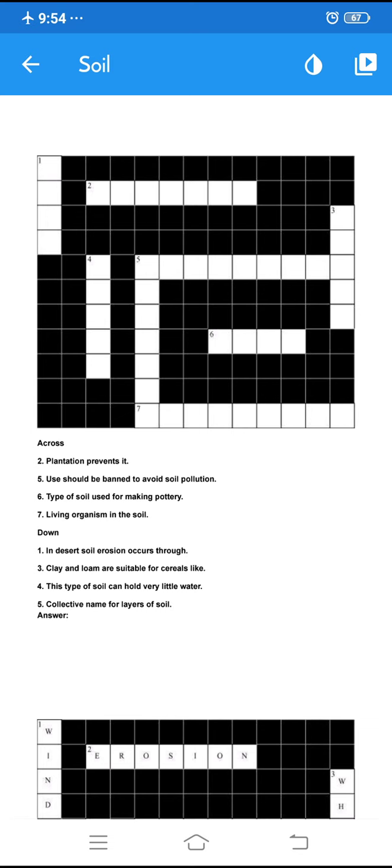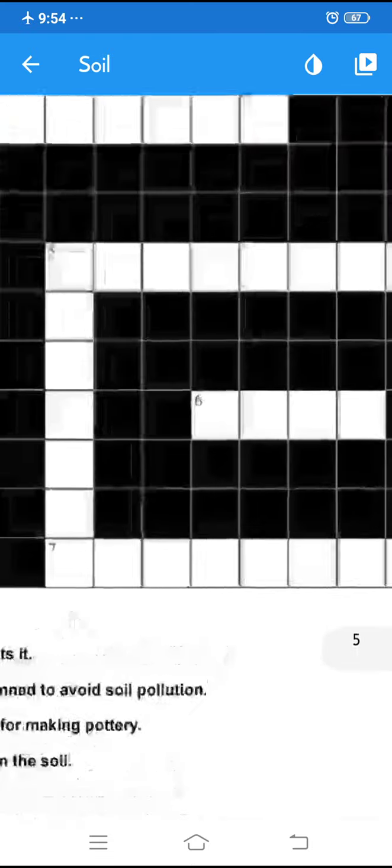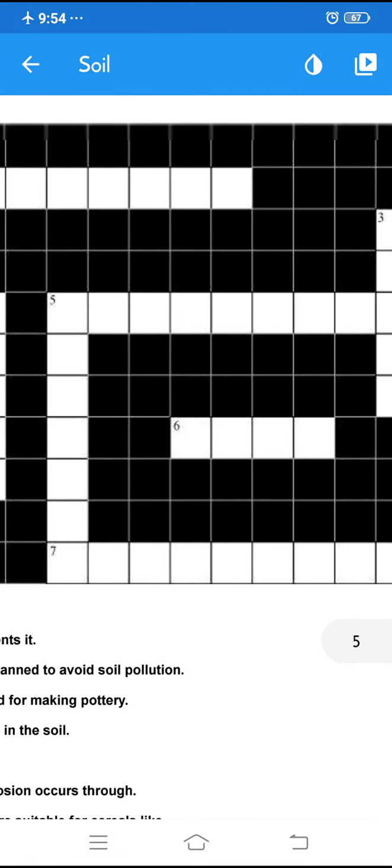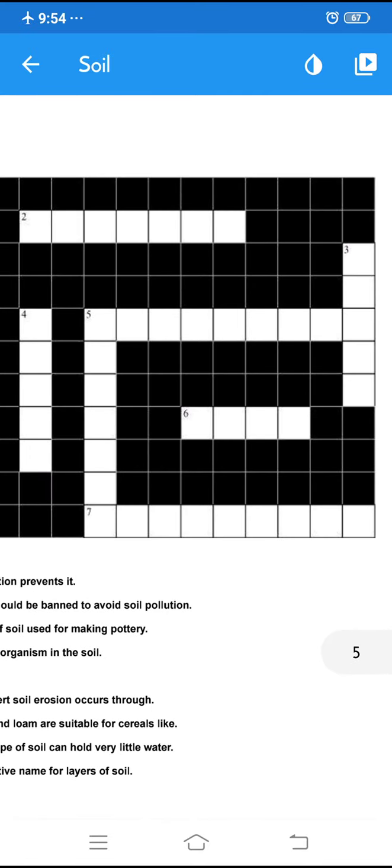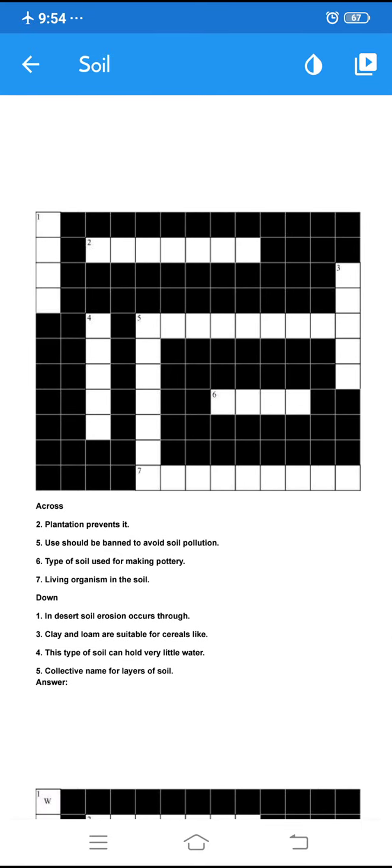Polythene bags or plastics, what we say, no. So the word polythene must be filled in question number 5 from left to right. P-O-L-Y-T-H-E-N-E, polythene is the word. Polythene bags should be banned to avoid soil pollution, because the polythene bag does not decompose even after 100 years. It is non-degradable, hence we must avoid using that.